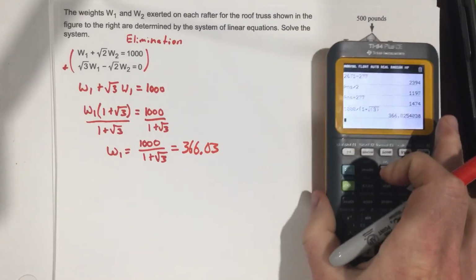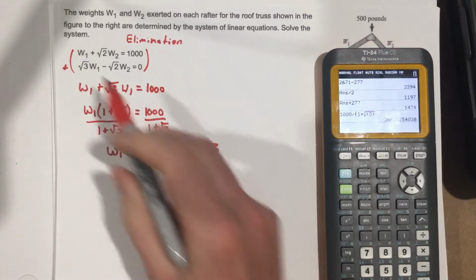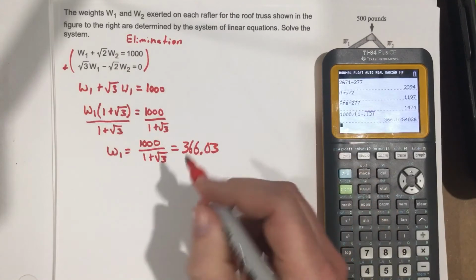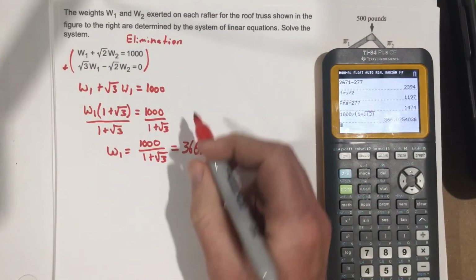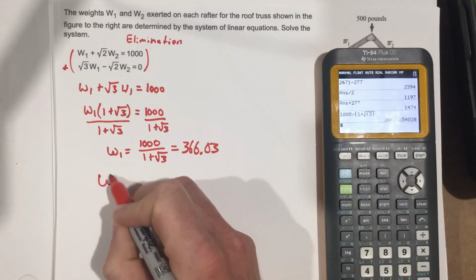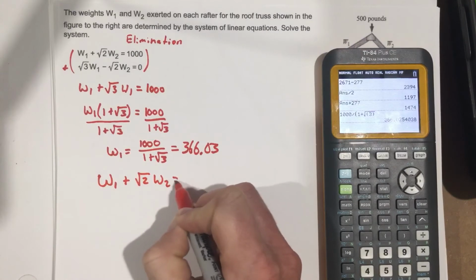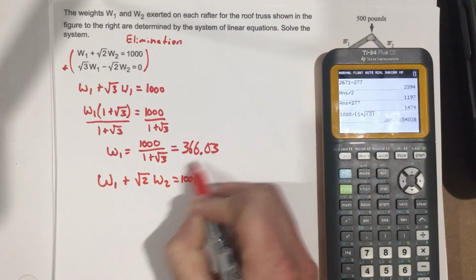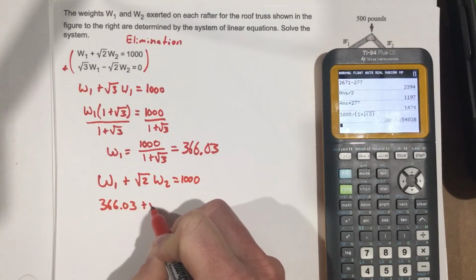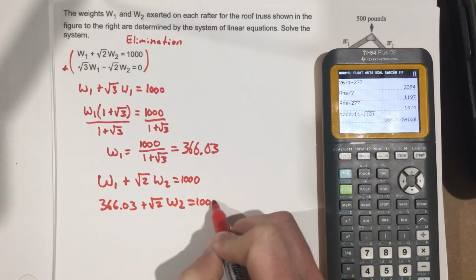So now let's find W2. To find W2, we're going to have to take this and plug it back in, and I'm going to use the top equation probably to do this. So let's put this back in to this top equation. W1 plus root 2 W2 equals 1,000. Put this in, 366.03 plus root 2 W2 equals 1,000.